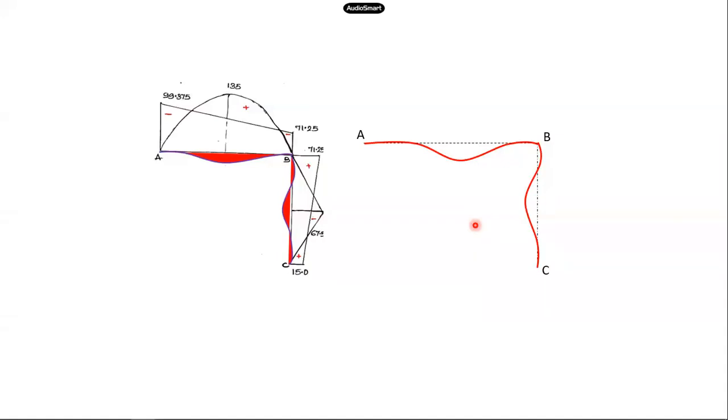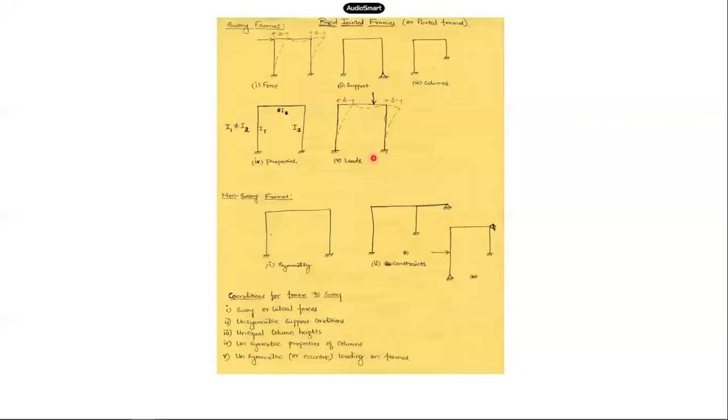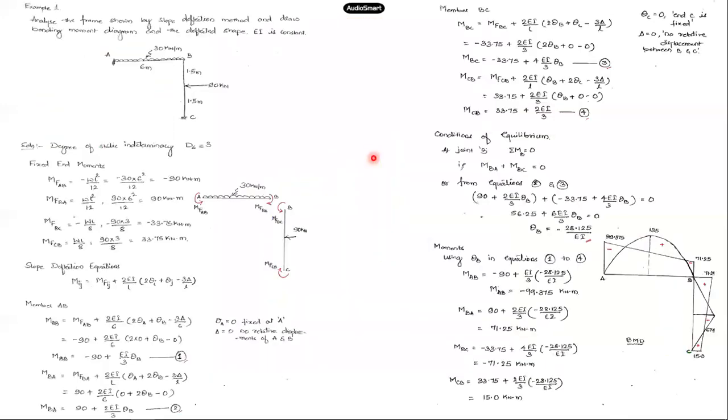Is that clear? Analysis of frames. What new thing you came across is sway and non-sway frames. If you have not heard of that, that is the one thing. Accordingly, sway analysis and non-sway analysis will come in. This is for non-sway, and you need to plot the bending moment diagram and the deflected shape.